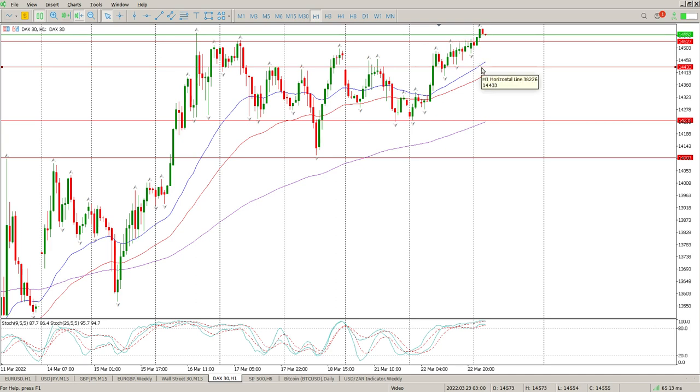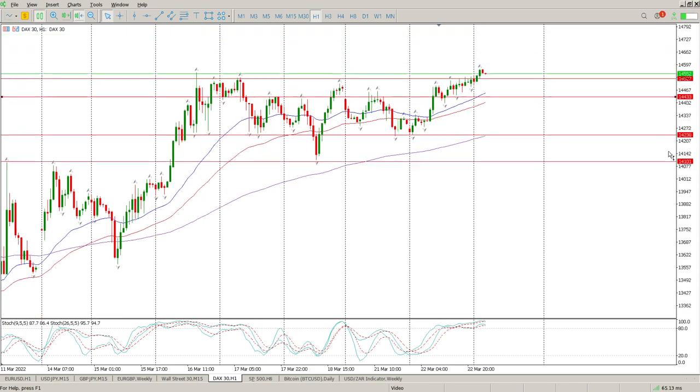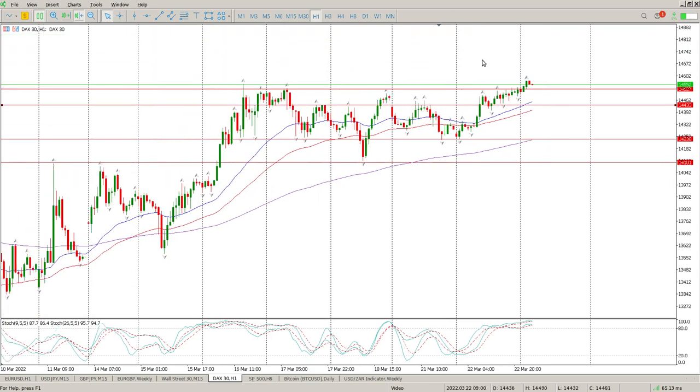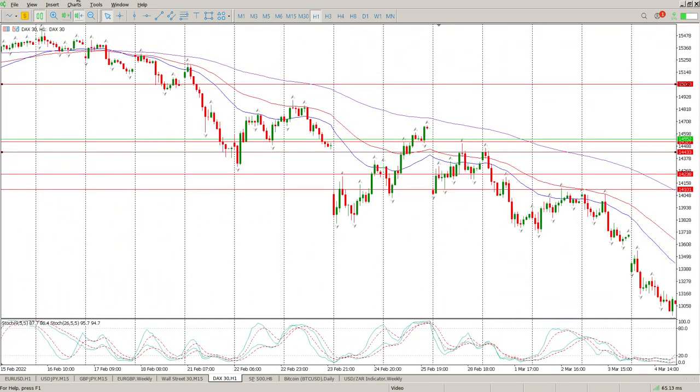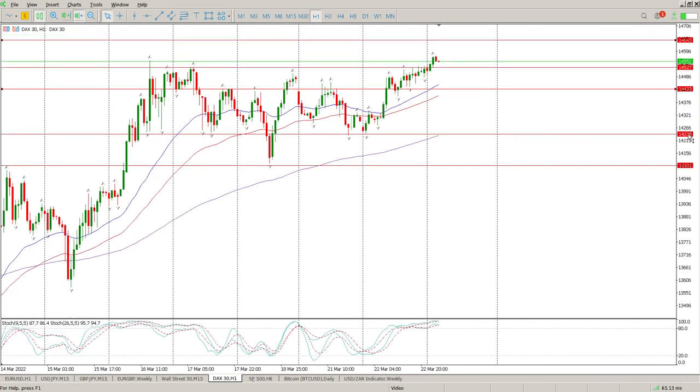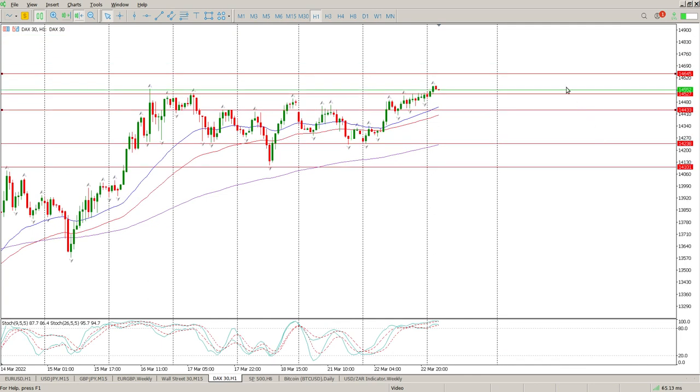Looking for 14,433. You do have a little gap around 14,670. Let's just put it in so we know where it is. There's your gap. So your gap is at around 14,645. So we're almost there. So don't be too surprised to see it pull back onto this level of 14,527, and then at the open roll over and start moving to the upside.